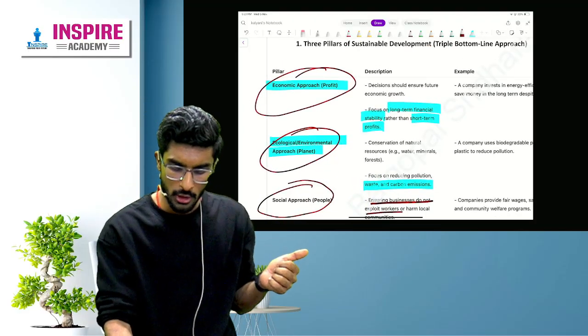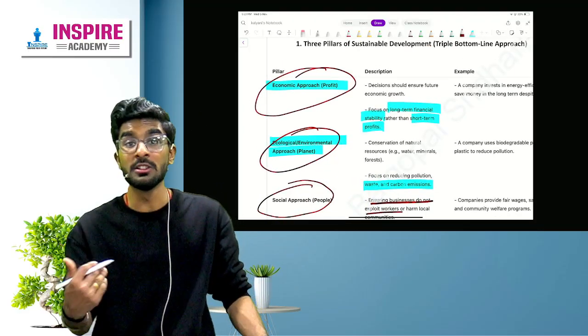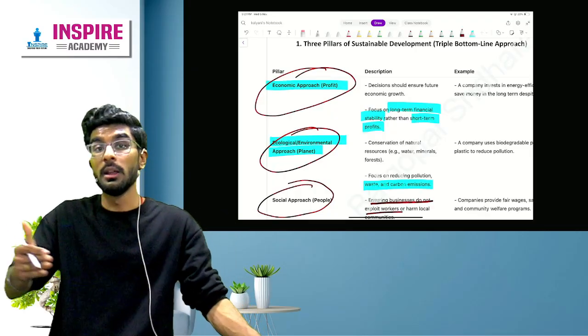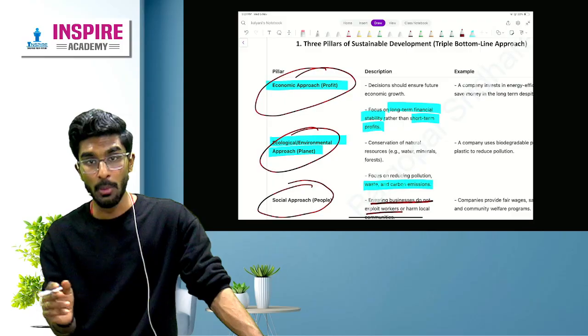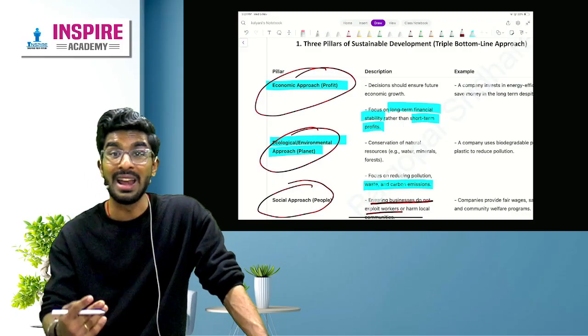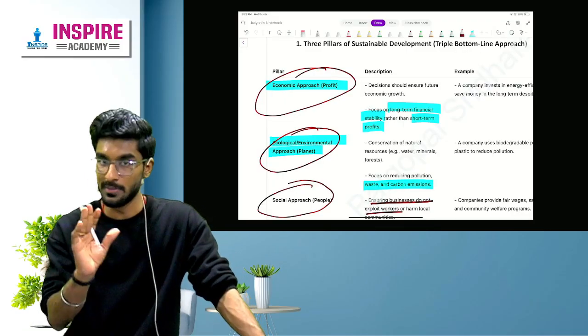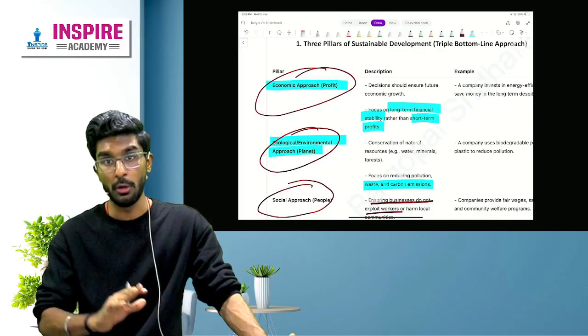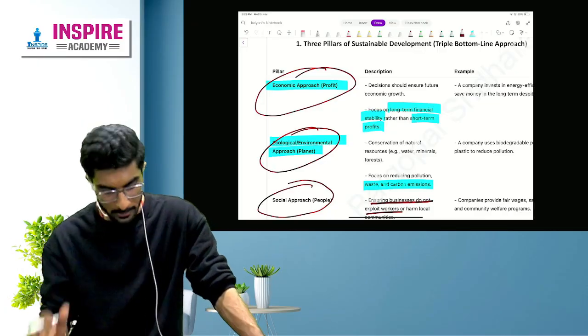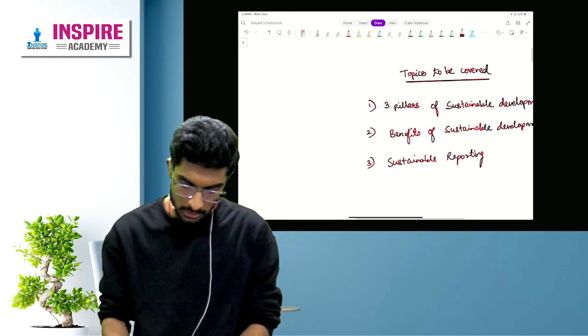Economics means what? You are investing in such a way that you are going to earn in the long term well. You are not focusing on short term making money. Number one. Number two is you are focusing on the planet. You are focusing on conservation of the planet. Yes or no? And last is you are working also for the benefit of the people. You are not exploiting them. Okay. Sure, people. So first topic is done.